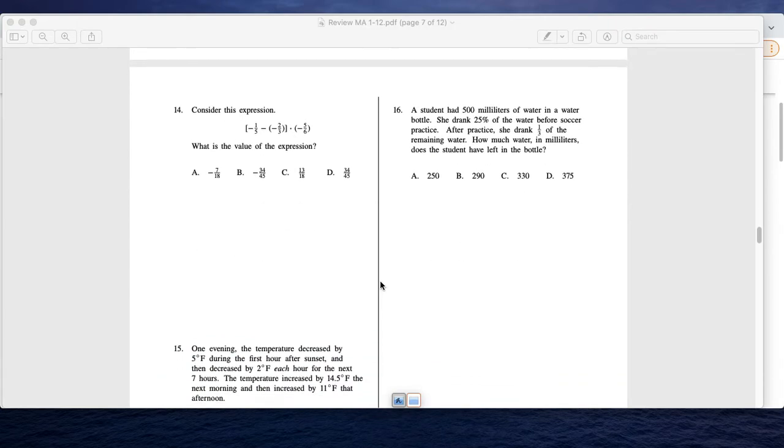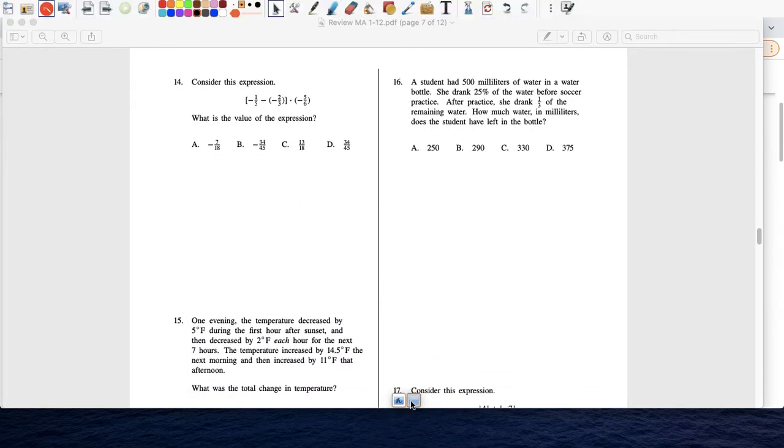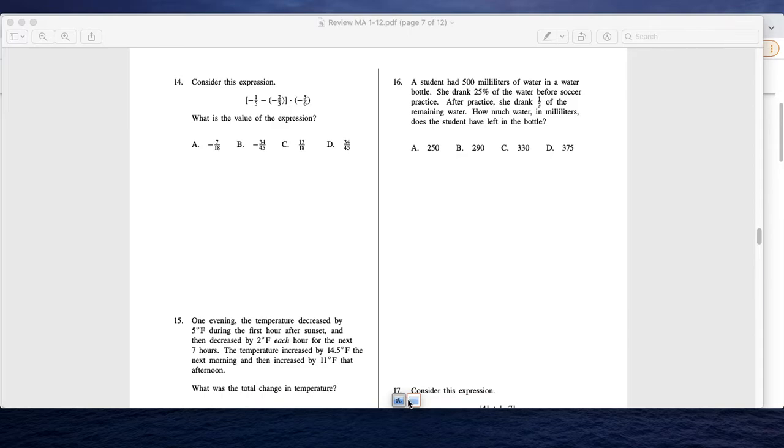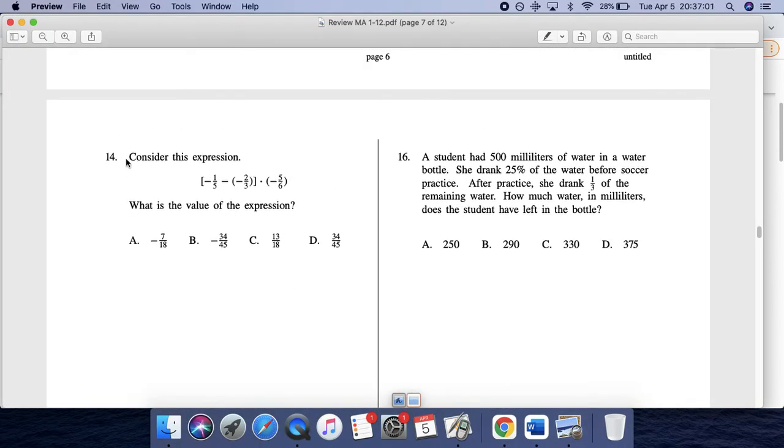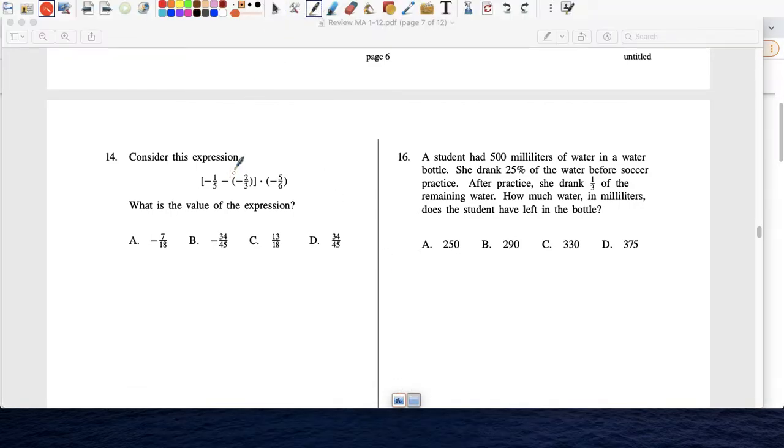14. Can we make this a little bigger? All right, so you have a calculator, but you just got to be careful because they're telling you to subtract this first. So it's a negative minus a negative, or a negative plus a positive. It really is up to you how you see it. So I'm going to do that in a calculator.